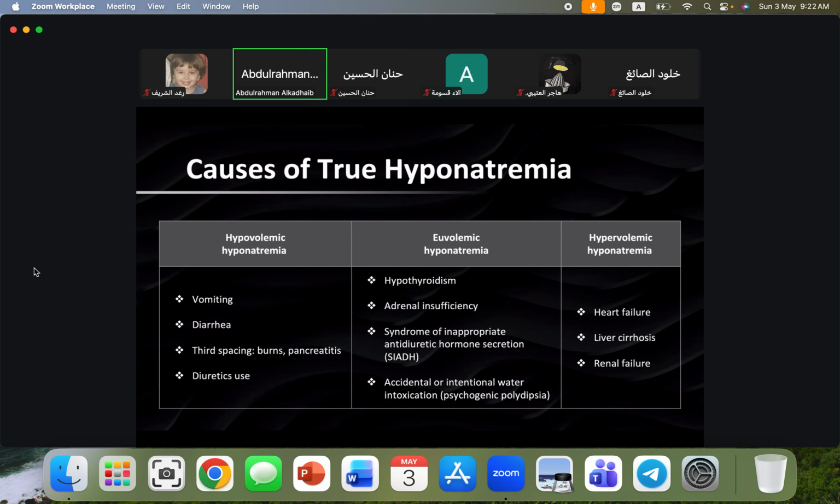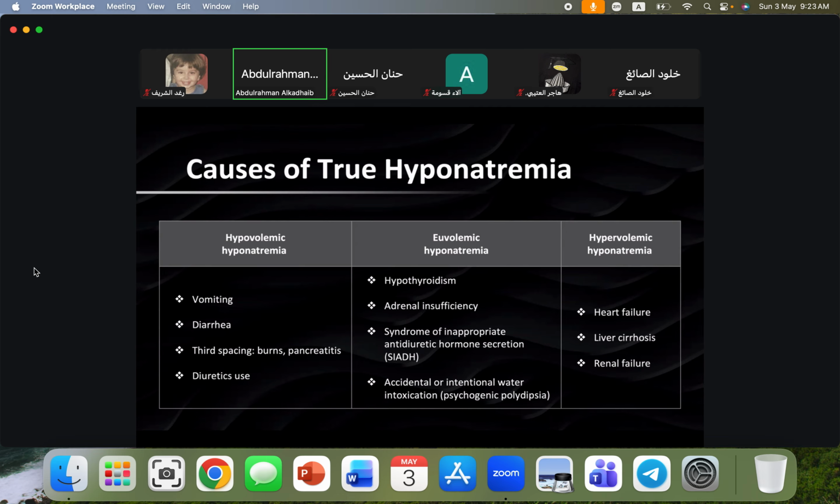And the last cause of euvolemic hyponatremia, we can usually see it in accidental or excessive water intake, such as in cases of psychogenic polydipsia, in which the patient usually drinks a large and unnecessary amount of fluid.